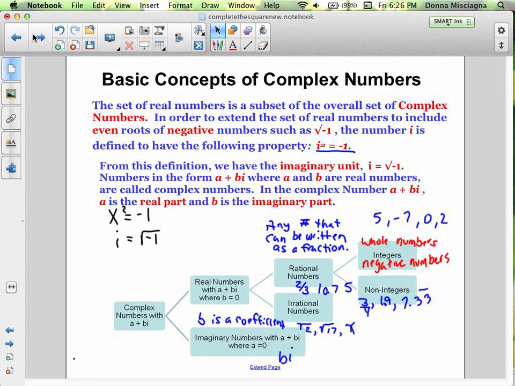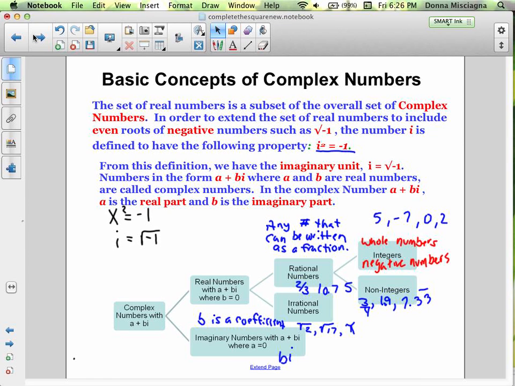Basic concepts of complex numbers. The set of real numbers is a subset of the overall set of complex numbers. In order to extend the set of real numbers to include even roots of negative numbers, such as the square root of -1, the number i is defined to have the following property: i squared equals -1.